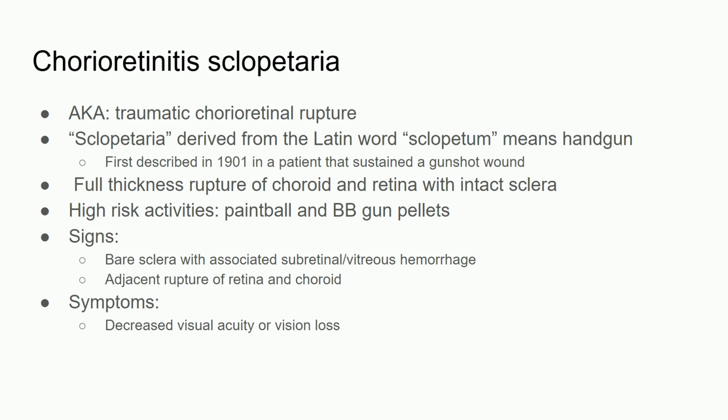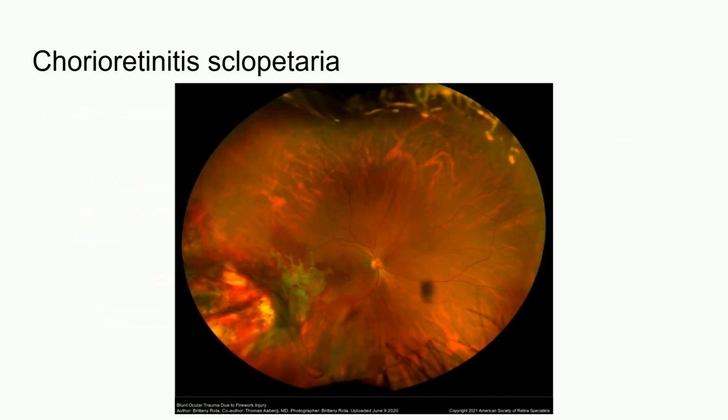The word is derived from Latin, and the person that actually found it named it after the Latin word for handgun after the patient sustained a gunshot wound. This is a full thickness rupture of the choroid and retina with an intact sclera. On signs, you get bare sclera with associated subretinal or vitreous hemorrhage, the adjacent rupture of retina and choroid, and you get decreased vision. Here's a nice picture of it right down here.